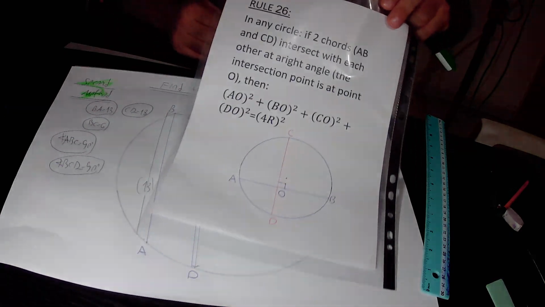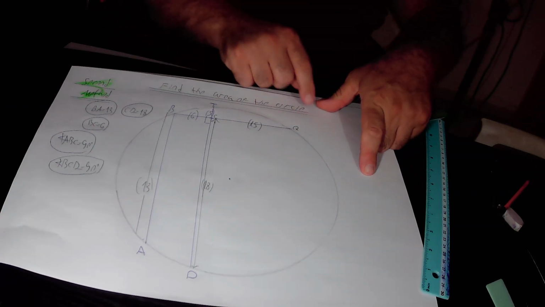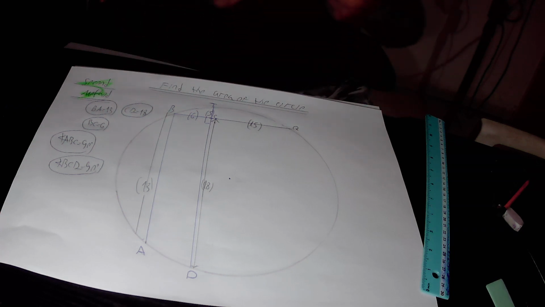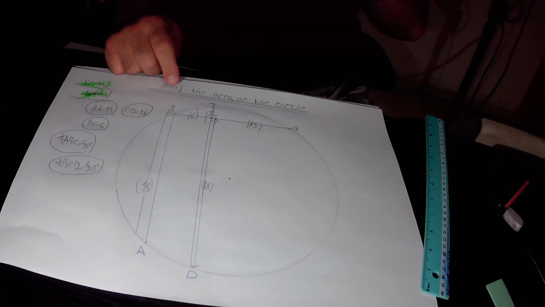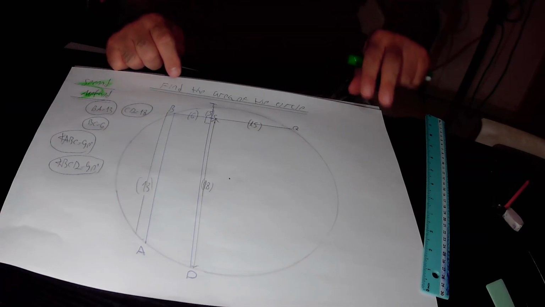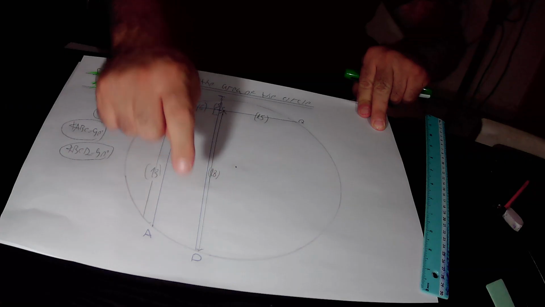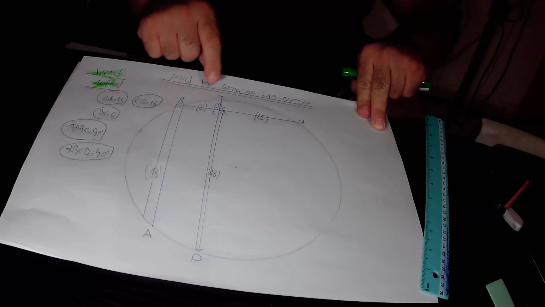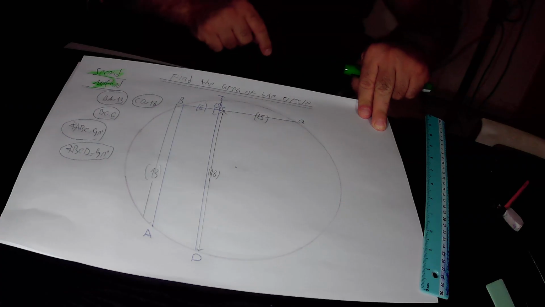So we can implement rule 26 in our drawing. Why? Because in our drawing, chord BQ intersects with chord TD at 90 degrees. This angle equals 90 degrees according to what is given in the question. So all the requirements of rule 26 are satisfied, and therefore we can implement rule 26 here. According to rule 26, the following equation will be true: TC squared plus CD squared plus BC squared plus CQ squared equals 4R squared.